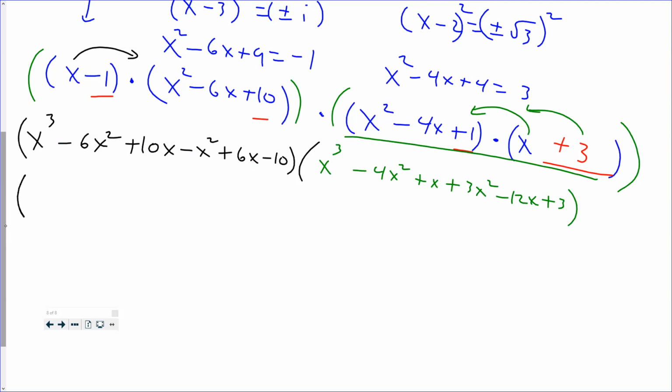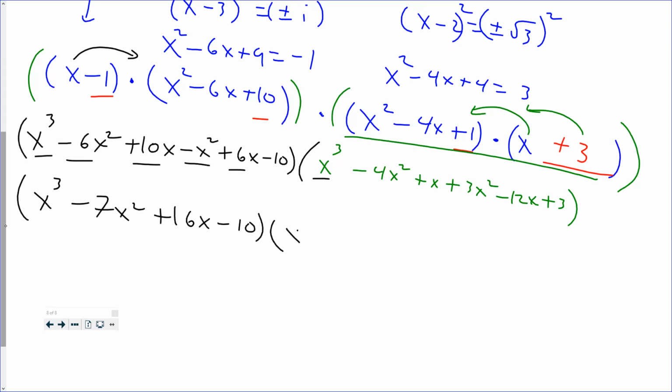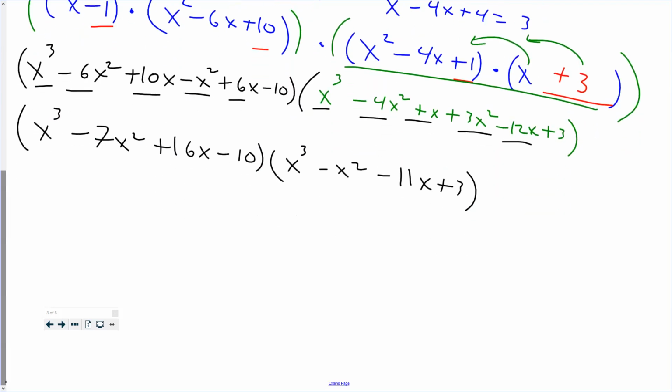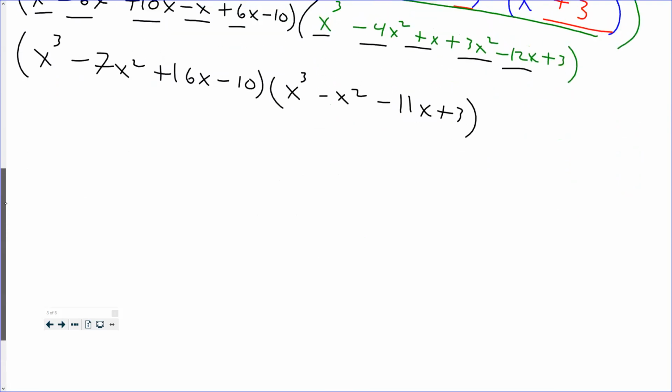Then I can add like terms. x cubed, negative 6x squared and x squared is negative 7x squared. 10x and 6x is 16x, minus 10. And the second one, I have x cubed, negative 4x squared and 3x squared is negative x squared. x and negative 12x is negative 11x plus 3. Everyone with me so far? Any questions? No? All right, in this case, I'm not going to distribute them. I'm just going to do the box method.